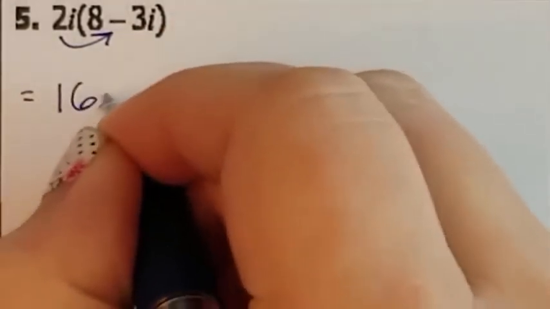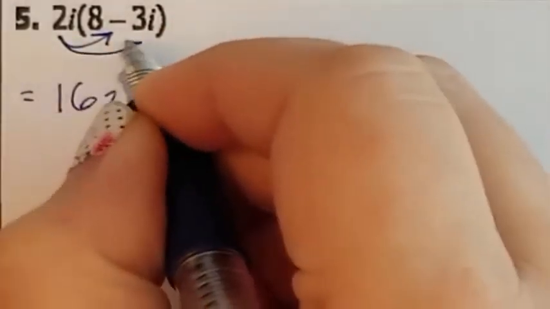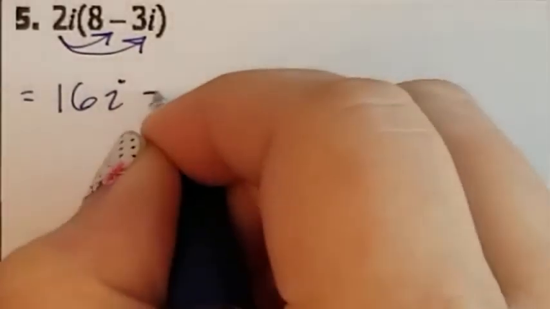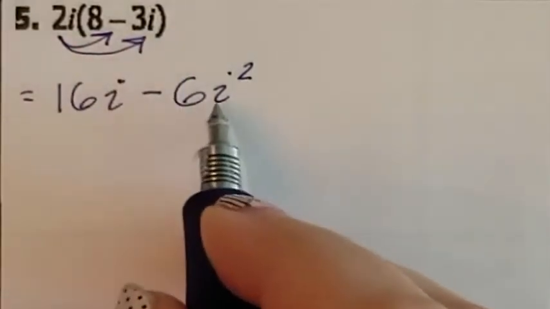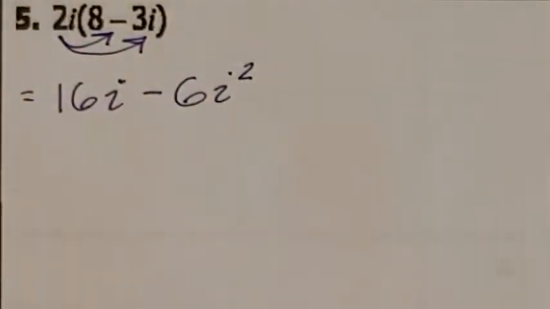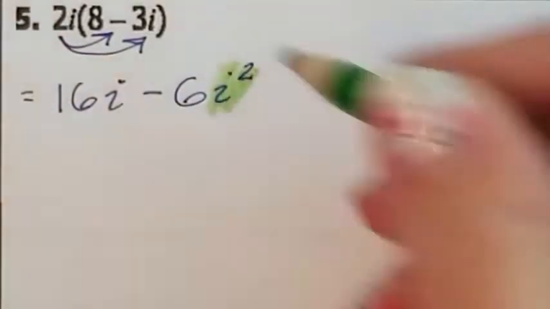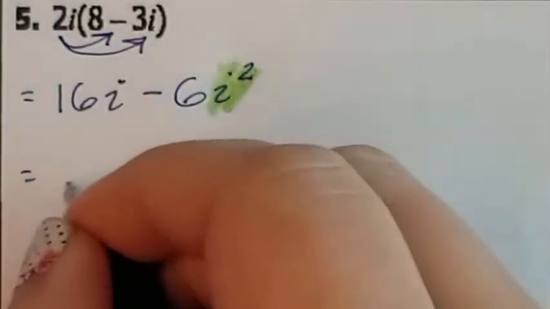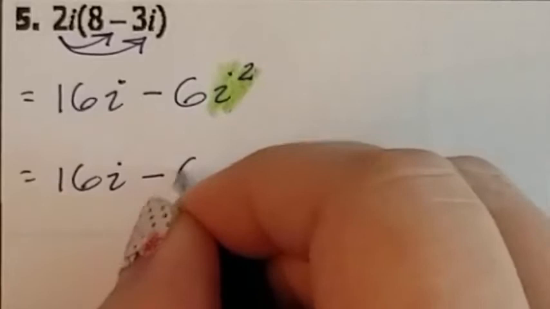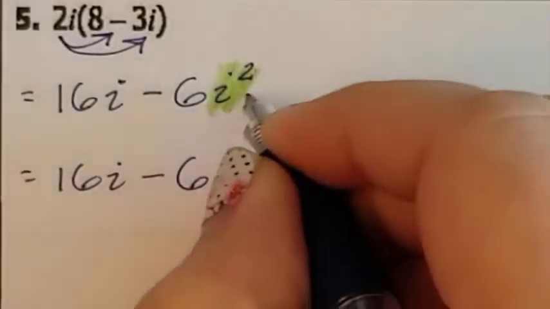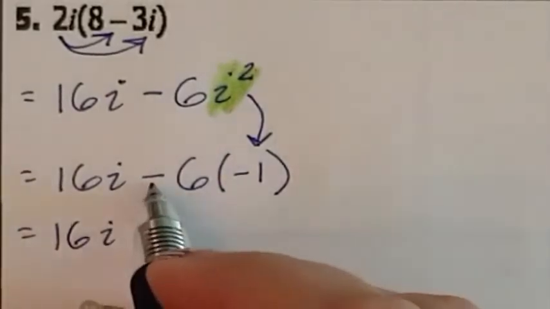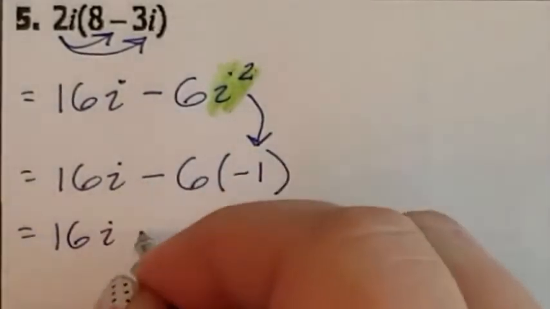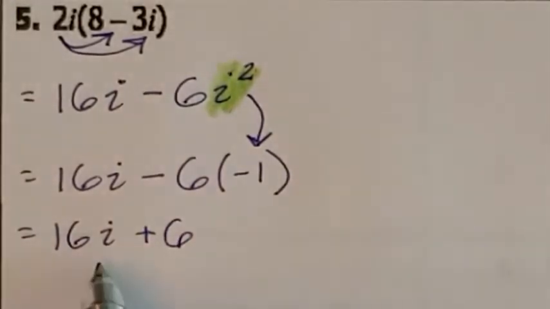So I have 2i times 8, which gives me a 16i, and then 2i times a negative 3i, which gives me a negative 6i squared, because i times i was i squared. Now I remember that i squared is the same exact thing as negative 1. So I have 16i minus 6 times a negative 1, because the i squared was a negative 1. So I have 16i, negative 6 times a negative 1 is a positive 6. So I have 16i plus 6.